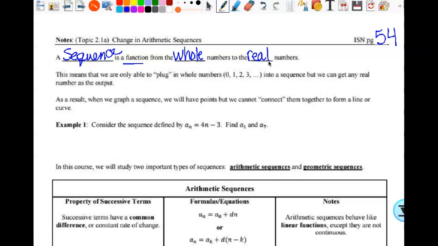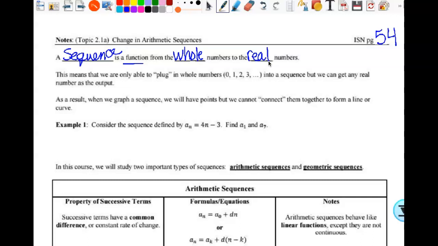But what this means, from the whole numbers to the real numbers, is your inputs to your outputs, basically. So our inputs, unlike all the other functions that we have done, cannot be decimals. They can't be negative numbers. It has to be 0, 1, 2, 3, 4, something like that. But our outputs are just in the real number system. So I can have 1/2. I can have -2, things like that. But I cannot input a negative number or input a fraction or decimal of any sorts.